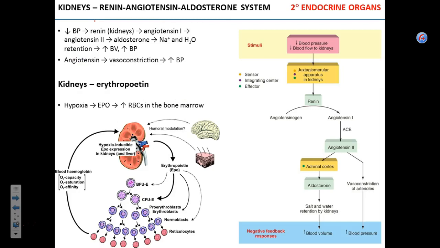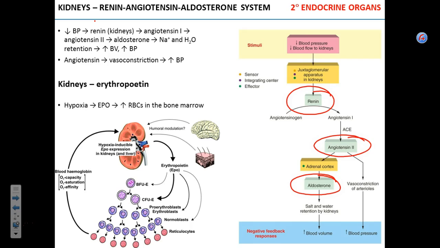Kidneys, renin. Low blood pressure leads to production of renin. Renin will eventually, bless you, bring up angiotensin II. Angiotensin II will stimulate aldosterone. What is the effect of aldosterone on the blood volume? Increases. Increased blood volume corresponds to increased blood pressure.